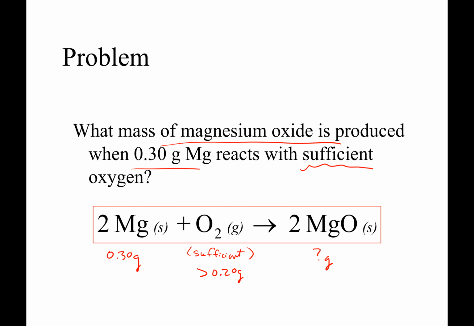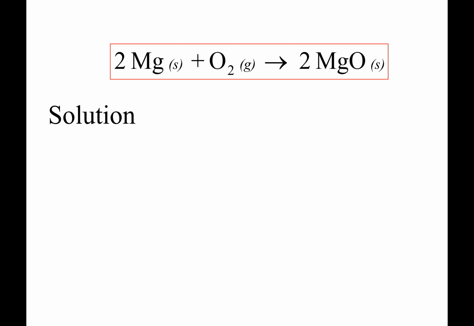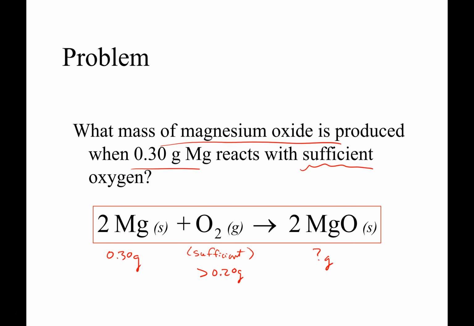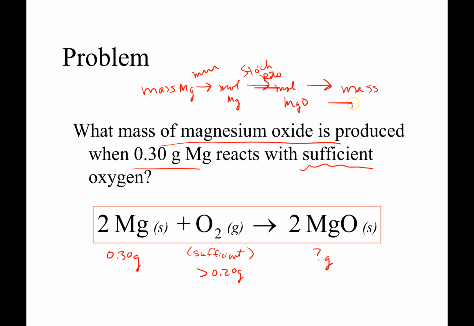Okay, so to work this problem then, it's going to be like this. We're going to go from mass of magnesium to moles of magnesium using its molar mass. And then we're going to go from moles of magnesium to moles of magnesium oxide using a stoichiometric ratio, stoich ratio. And then we're going to go from moles of MgO to mass of MgO using its molar mass. And that's why you saw me knock out the molar mass a minute ago.